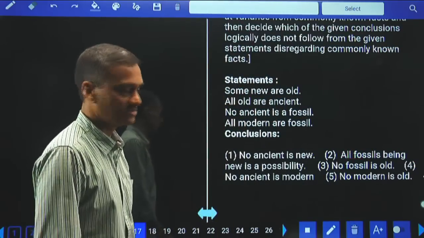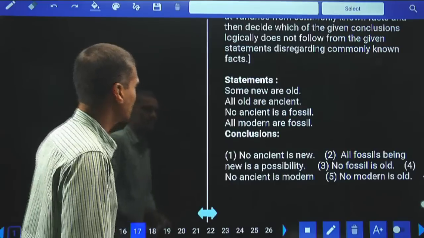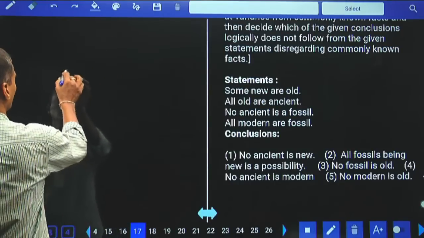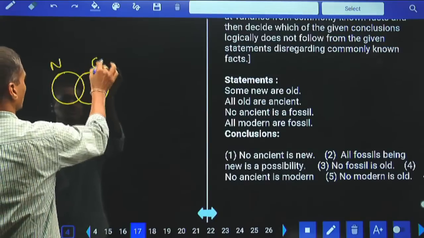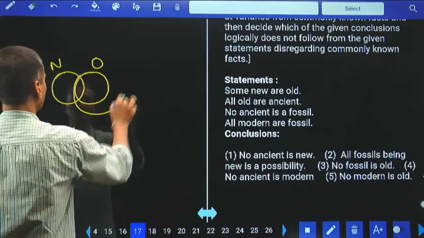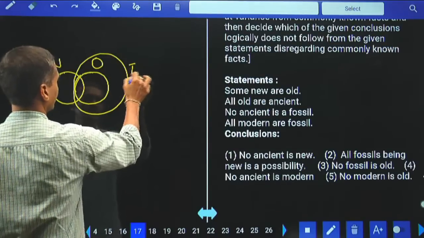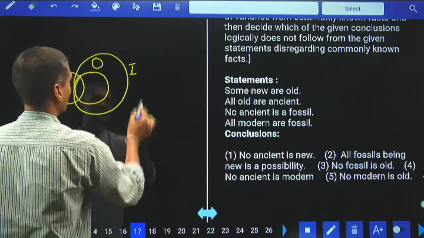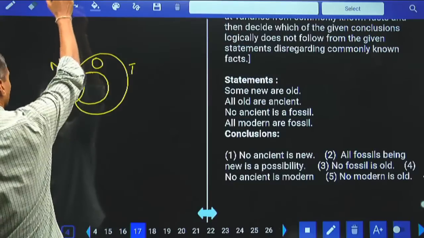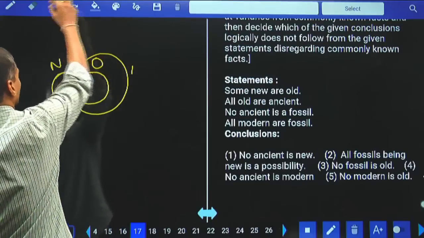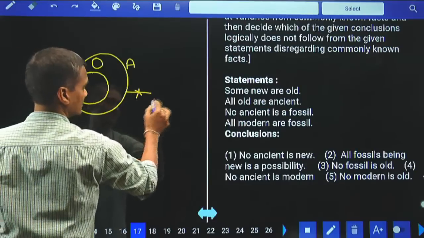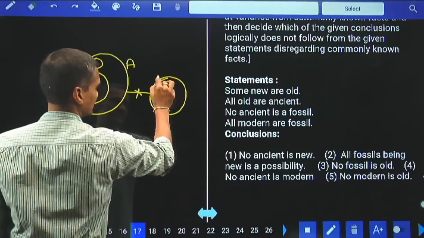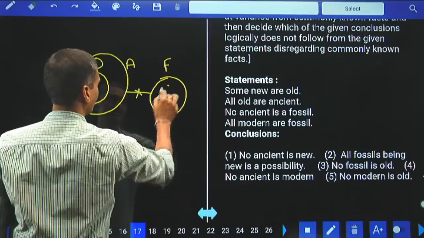Then coming to question number 17. Now in this question number 17, some new or old. How to represent? First we need to draw the basic diagram. Some new or old. All old are ancient. It's not incident, it is ancient. All old are ancient. No ancient is fossil, isn't it? And all modern are fossil.